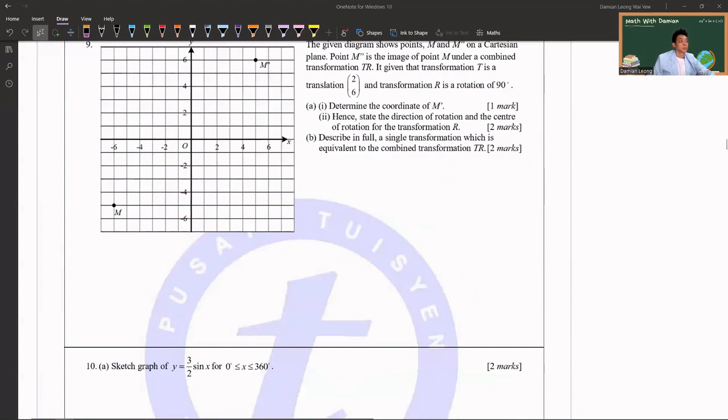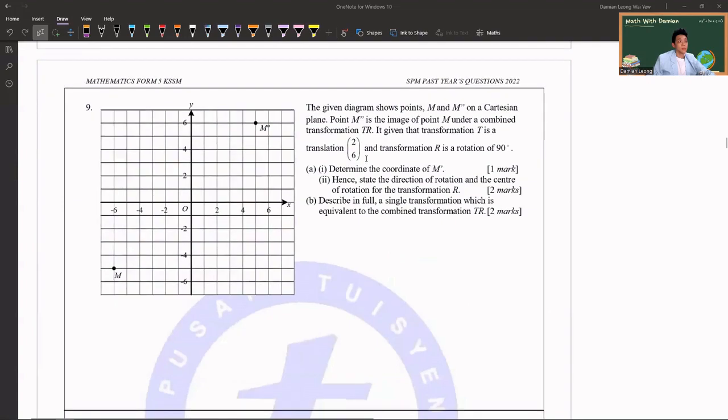Question 9. Diagram here shows points M and M double prime. Okay. Should be just M and M prime lah. They put double prime somehow because it's combined transformation of TR. So I want M prime, which is just under the first transformation. So under combined transformation, TR means R first and then T. So transformation T is translation 2, 6. R is rotation 90 degrees.